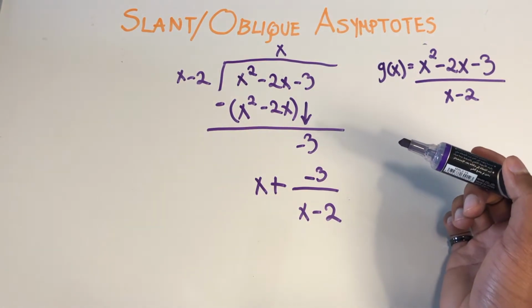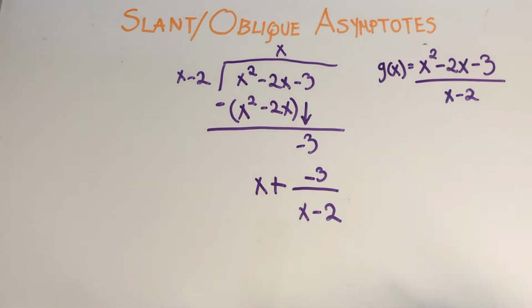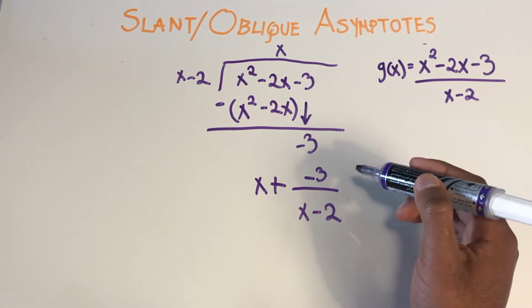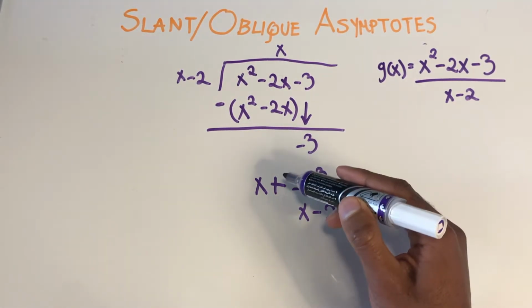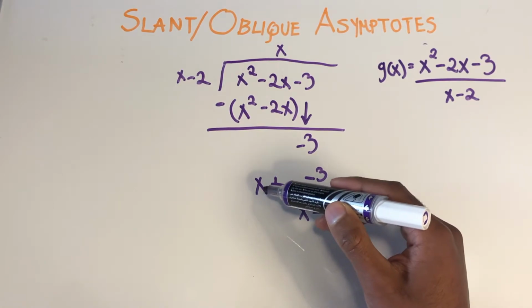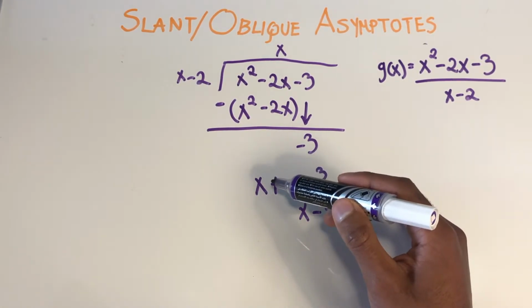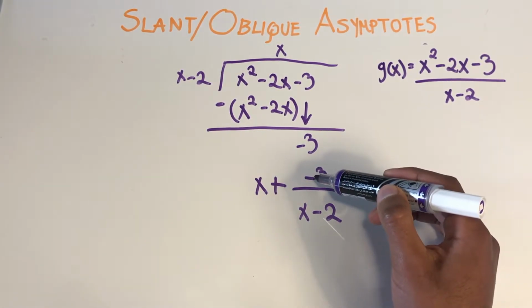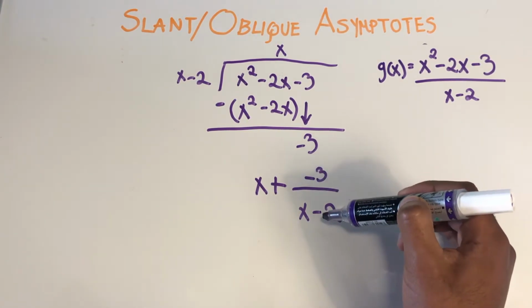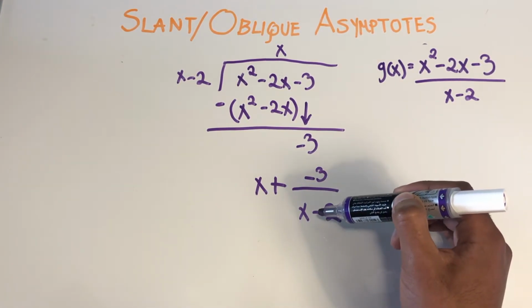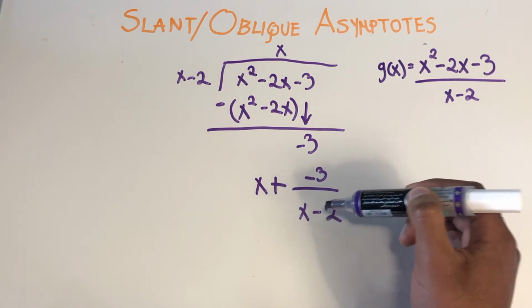Remember what we said before in the long division video on my channel. We said that x here, our q of x, which is our quotient, negative 3 here is our remainder, which is r of x, and then x minus 2 is d of x, which is our divisor.